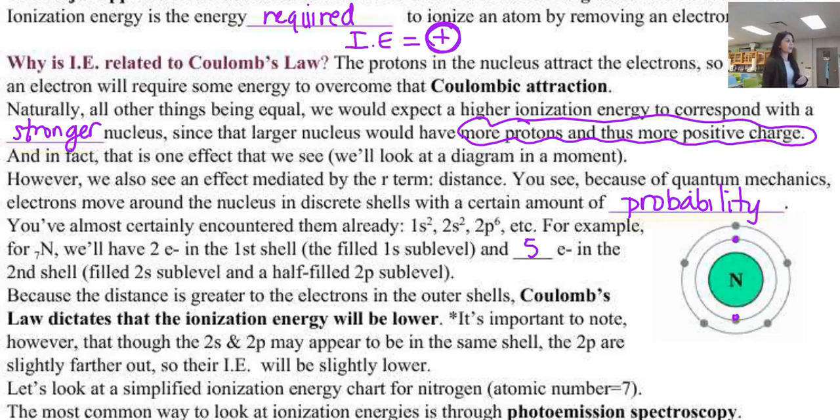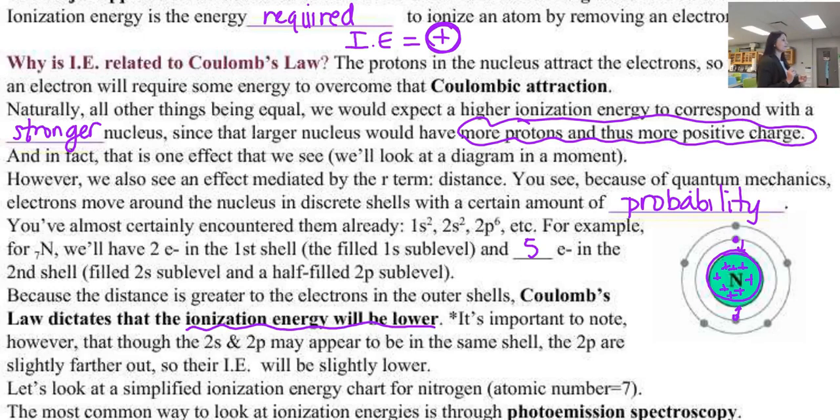Because the distance is greater to the electrons in the outer shells, Coulomb's law indicates that the ionization energy is going to be lower. In other words, the closer the electrons are to the nucleus, the stronger the effect of this nucleus will be. These electrons here have a stronger pull because of this positive charge, and we've got our 7 protons in the nucleus. Those 2 in the inner shell are going to be drawn closer. And then that second energy level, even though we have a 2s and a 2p, they typically say those are a similar distance from the nucleus. So because the distance is greater to the electrons in the outer shells, Coulomb's law dictates that the ionization energy will be lower.